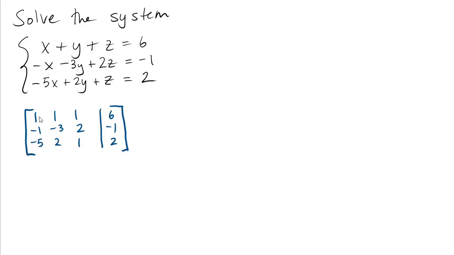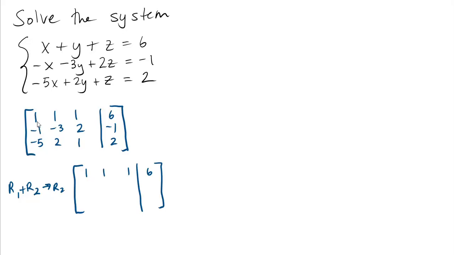So for example, this 1 right here, I can use that to create a 0 directly underneath it by just adding row 1 to row 2. I'm going to add row 1 to row 2. Now when I do that, I could replace either row 1 or row 2. I'm kind of looking at it like I'm using row 1 to change row 2, so I'm going to put that into row 2. So I'm not altering row 1. And in row 2, I'm going to put the sum of row 1 and row 2.